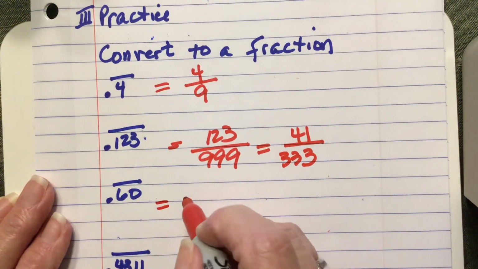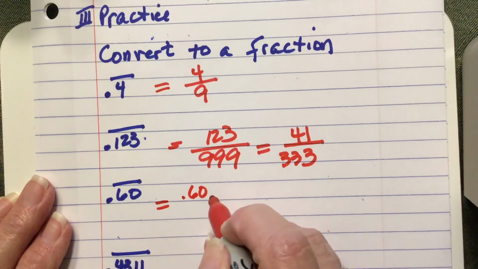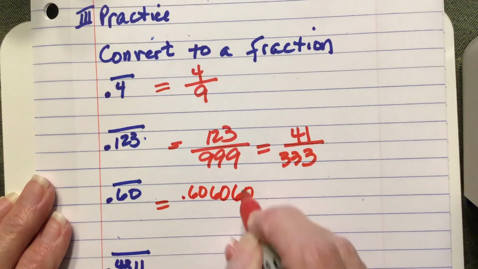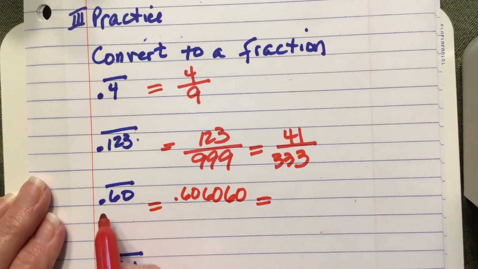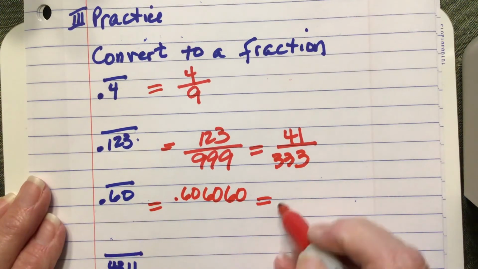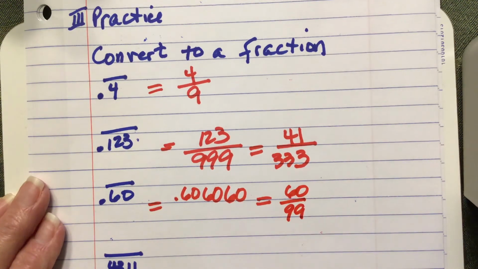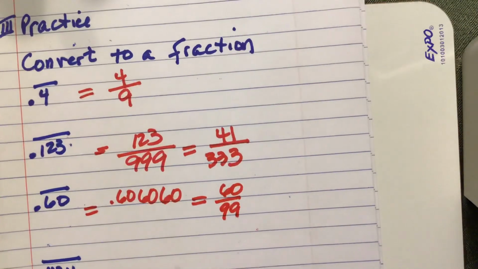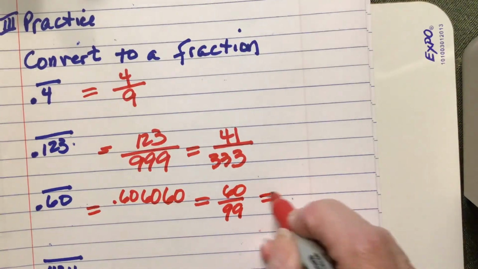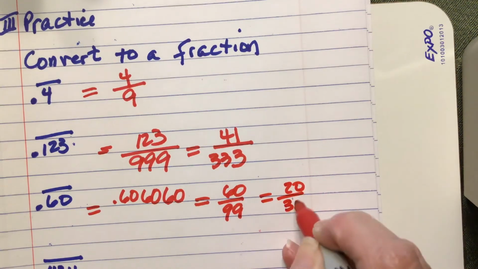0.60 repeating. That means that's 0.60, 60, 60, etc. So the 6 and the 0 are both repeating. So I'm going to write that as 60 over 99. And again, I need to reduce that, so I'm going to divide by 3, and I get 20 over 33.